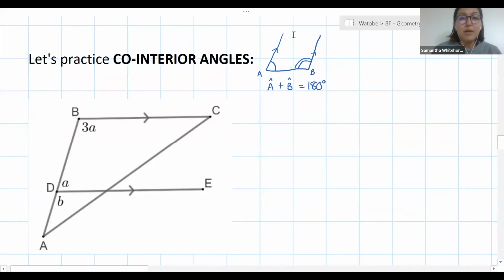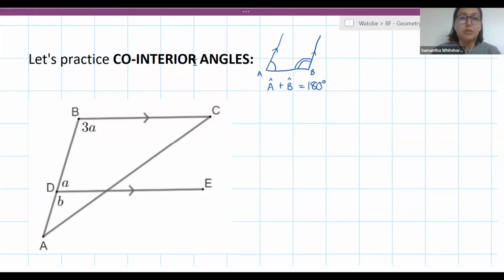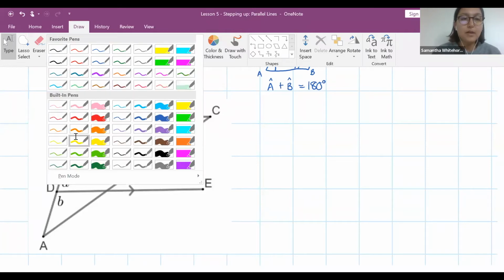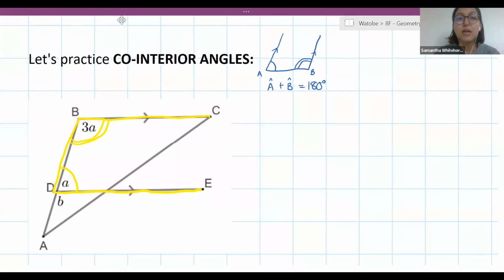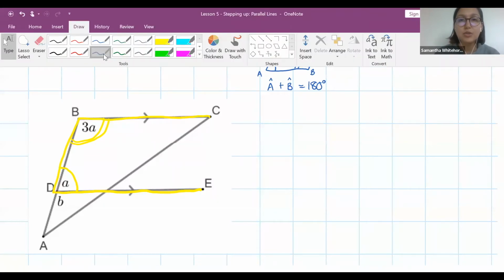So having a look at my very first example, I'm going to do this one with you, and then you can have a trial of one by yourselves. Again, we can be looking out for F's and N's and all the rest of it, but I am saying let's practice co-interior. So let's look out for our U shape. What we see here is a U shape sitting on its side, like a C shape over here, with our parallel lines BC and DE. What that means is that this angle A plus this angle 3A should give me 180 degrees because they are co-interior. We can see that it forms that U shape for us.